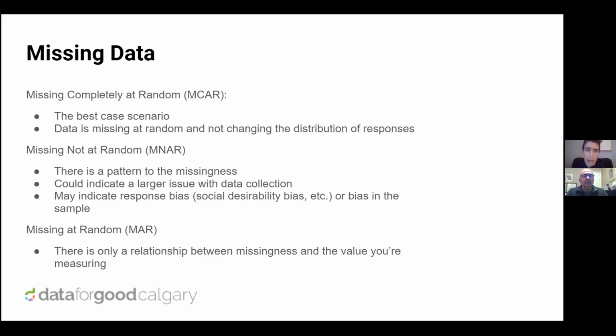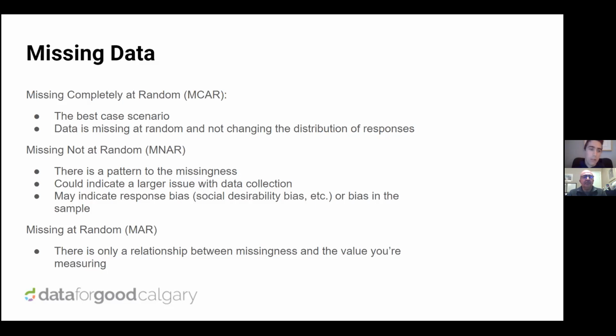The first, and the best case scenario, is if your data is just missing completely at random, like there's absolutely no rhyme or reason as to why that data point is missing. It's almost like an act of God, if you will, that person didn't respond, and there's no underlying reason. In this case, your missing data is in no way changing the distribution of responses.